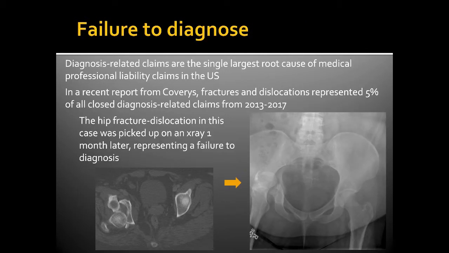Diagnosis-related claims are the single largest root cause of medical professional liability claims in the U.S. In a recent report from Coverys, fractures and dislocations represented 5% of all closed diagnosis-related claims from 2013 to 2017. The hip fracture dislocation in this case was picked up on an X-ray 1 month later, representing a failure to diagnose.